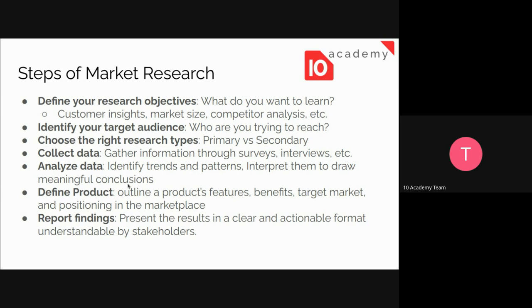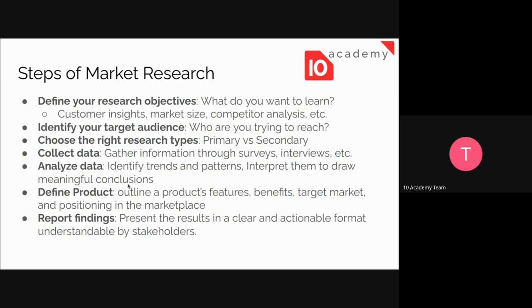The second thing we need to do is to identify our target audience. Who are we going to reach? Are we trying to reach females or males? Is our product for kids and not adults? Is it for a specific region? We need to identify our target by answering this question, who are we trying to reach? And this is the way we need to identify our target.